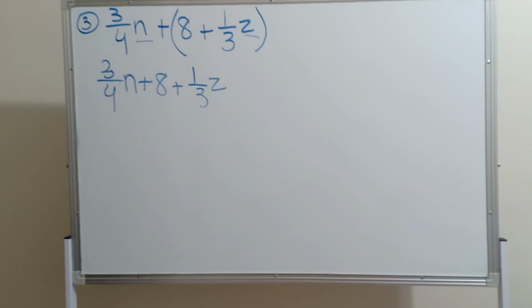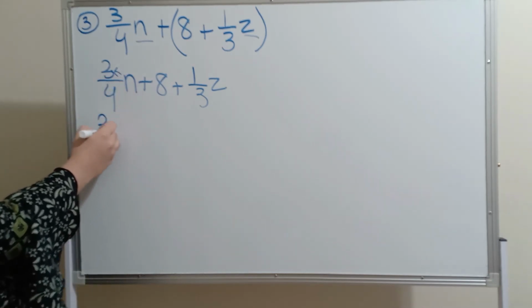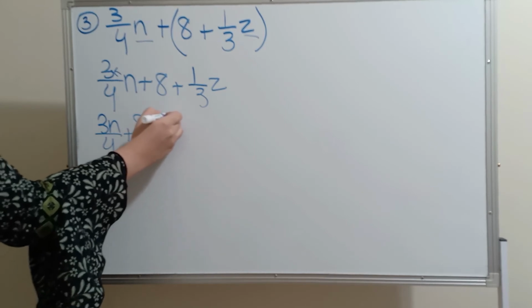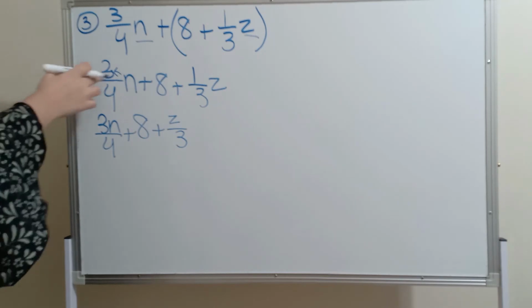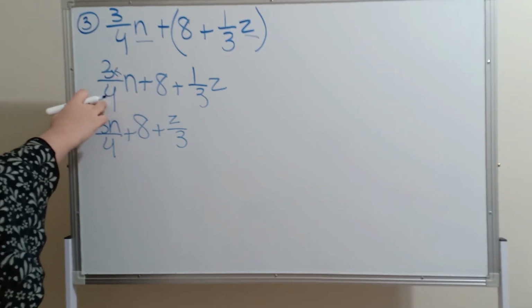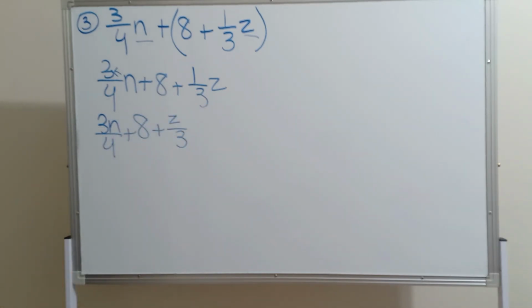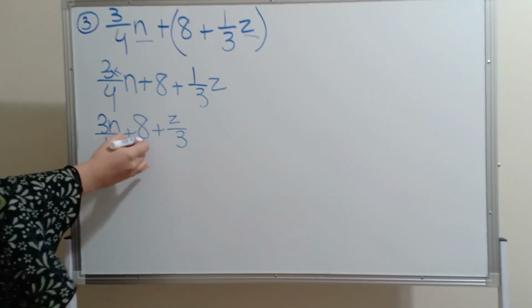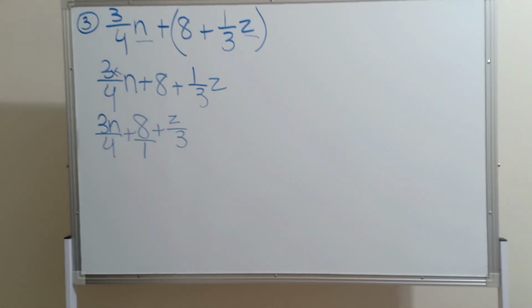Or what we can do is bring the n here, so it is going to be 3n over 4 plus 8 plus z over 3, which is equivalent to this. It is basically 3 times n divided by 4, and 1 times z, which is z divided by 3. And we can do one more, which is we can find the common denominator between all of these numbers, which is going to be 12.